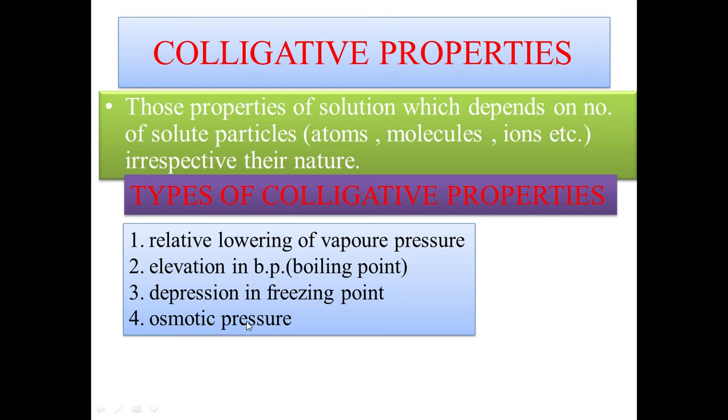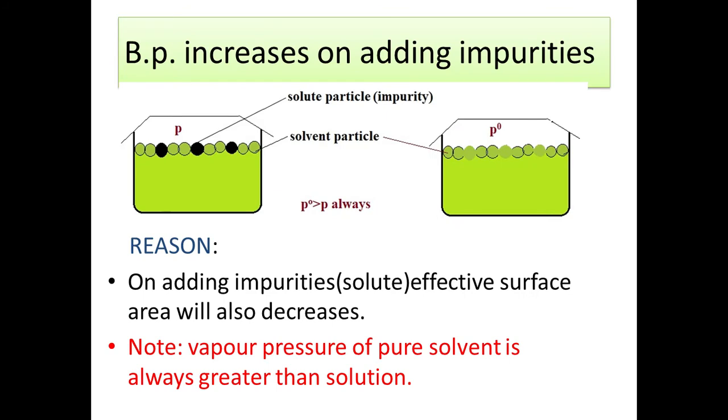Okay, next one is osmotic pressure, that is OP. So osmotic pressure will also increase. We will study each and every colligative property, but before going on, we have to understand a basic thing, the increase in boiling point on adding impurity. We already talked about this, that if we add some impurity in the form of solute or salt, it will always lower the vapor pressure.